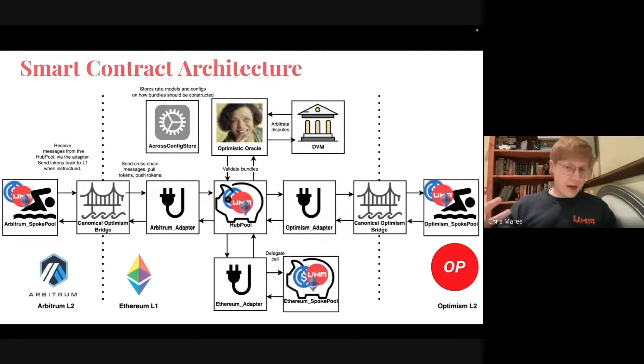Basically, anytime there is a relay, a deposit, or a fill, any sort of actual relay action, that happens via the spoke pools. And all the administrative pool rebalancing, relayer refunds, all the logic that's not just for deposits and fills happens in the hub pool. We then have these adapters, which sit in between the hub pool and the spoke pools. And the hub pool also connects, obviously, to the optimistic oracle for validating actions within the system, which we'll dig into the details of later.